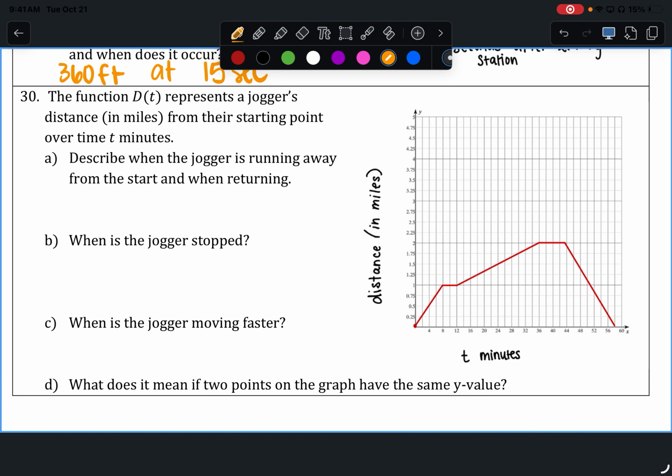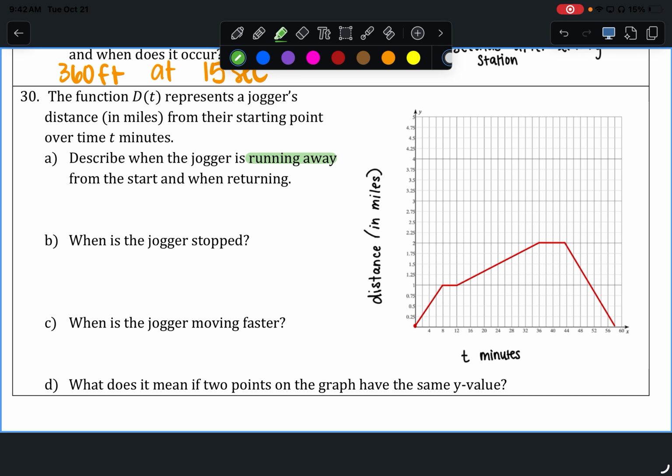So this has a function d of t that represents the jogger's distance in miles from their starting point over t minutes. So he starts and he runs a mile, rests for a second, runs another mile, rests, runs the 2 miles back. That was a very bad line, but we're gonna. So describe when the jogger is running away from the start. So when is the jogger running away from start?